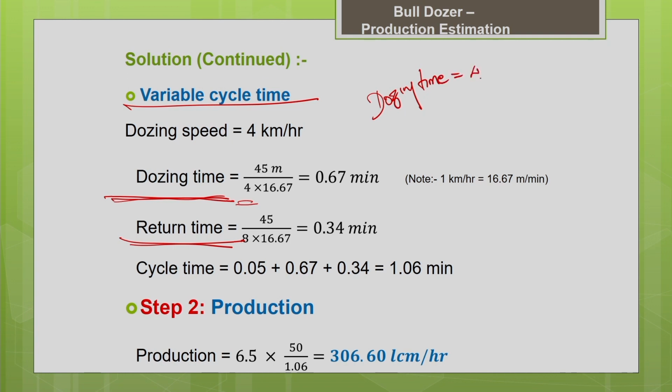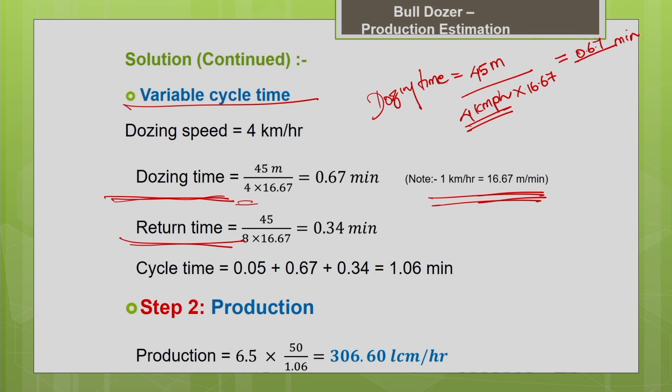So the distance is given as 45 meter and the speed is given as 4 km per hour. So let me convert this kilometer per hour into meter per minute. The conversion factor is 16.67. 1 kilometer per hour is 16.67 meter per minute. So multiplied by 16.67, I will get the answer in minute. So it is nothing but 0.67 minute. You can simplify and get it.